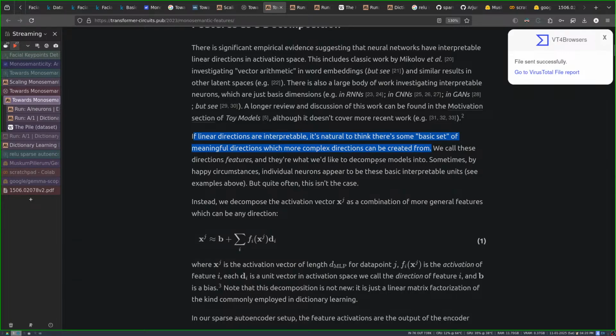Okay, what does that mean? We call these directions features, and they are what we'd like to decompose the models into. Okay, they are defining features. Sometimes, by happy circumstances, individual neurons appear to be the basic interpretable unit, but quite often this isn't the case.